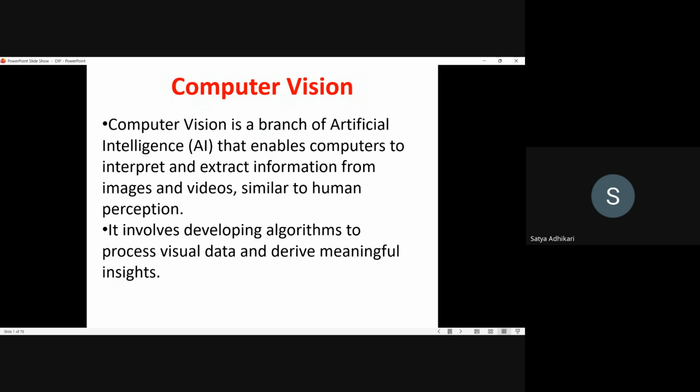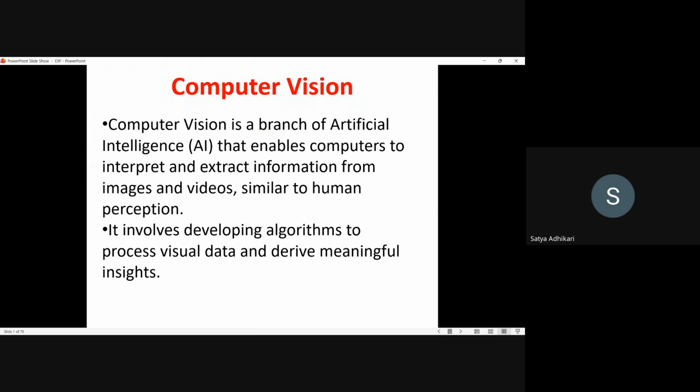Then come to the second part, computer vision. Suppose it is human vision, in which manner we see an object, that is our vision. But the computer does not have any eye like a human. Computer does not have eyes to see. So how does the computer recognize an object? How does the computer get information from an image? How does it get the information that this type of image is there?